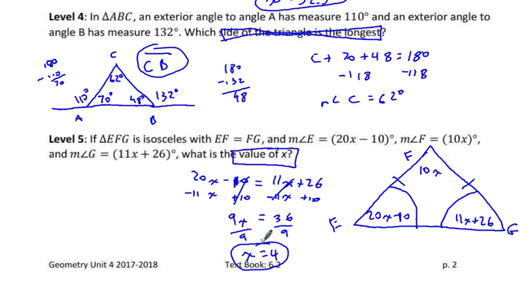There is, however, another way to come up with the answer to this question that strictly uses old information, and that would be the triangle sum theorem. 20x minus 10 plus 11x plus 26 plus 10x, where we add all three angles together and set them equal to 180 degrees. This will be a longer process, and it uses old information. But that would not be wrong. You would still get x equals 4 following that.